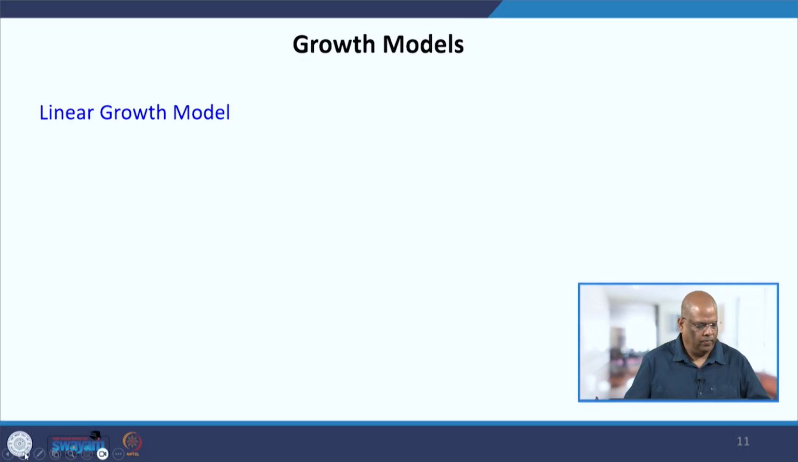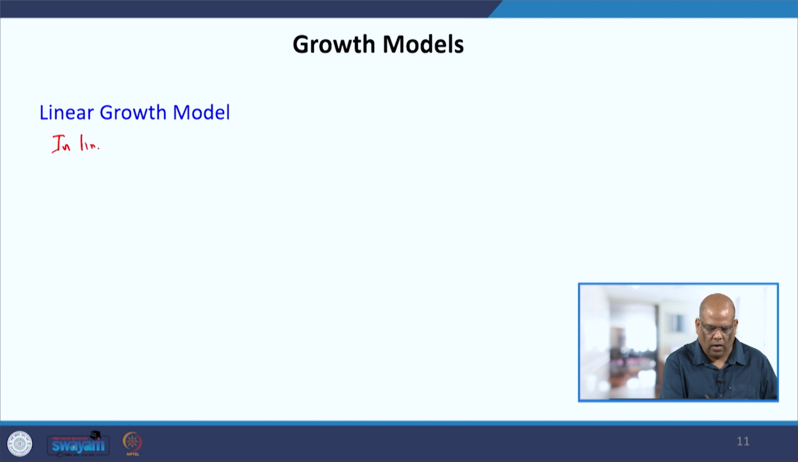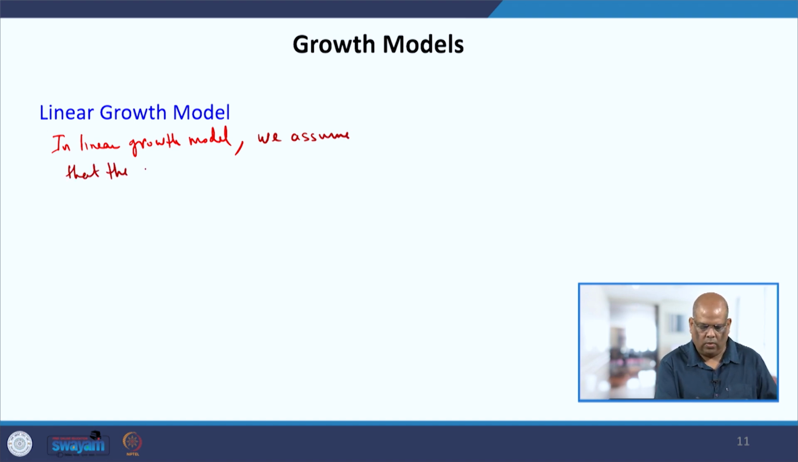We now come to our main topic, the growth models. To start with, we have the linear growth model. In the linear growth model, we assume that the growth of the population is constant.